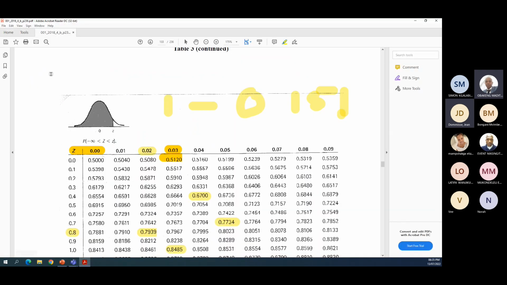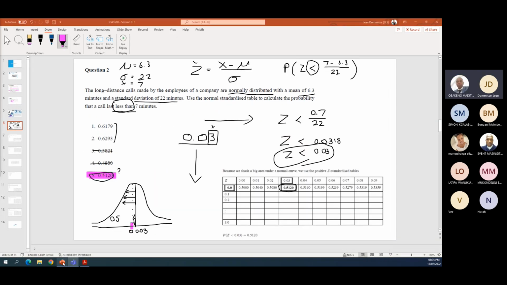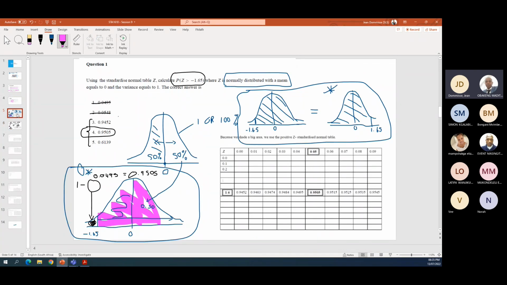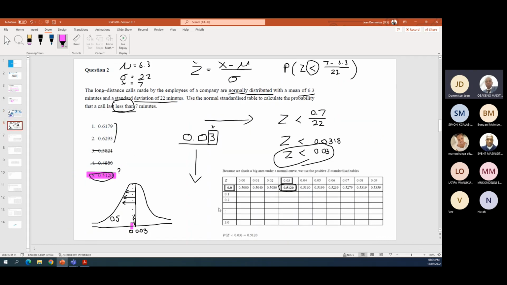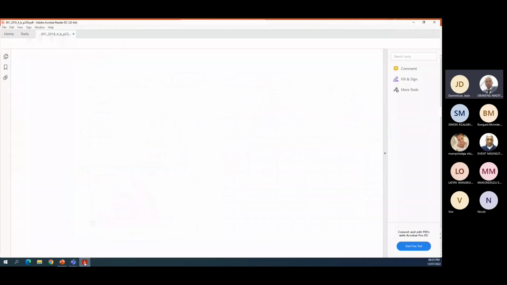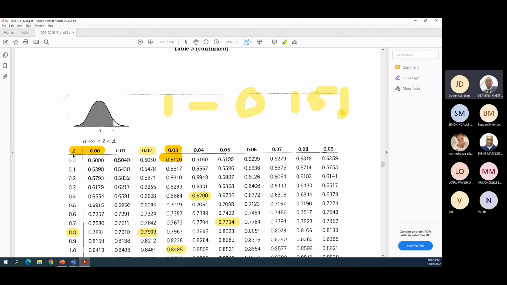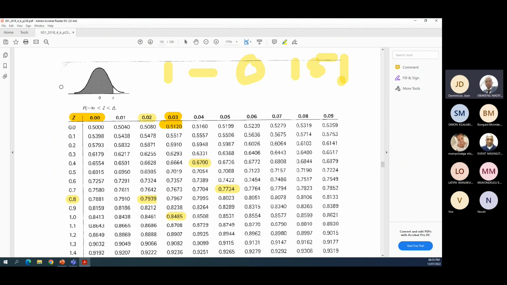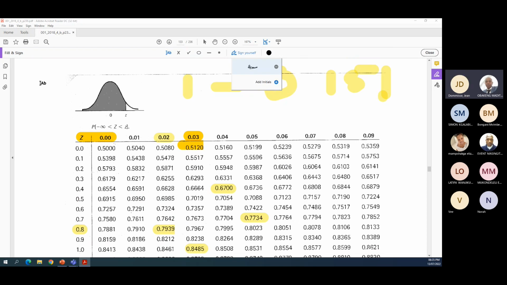So let me, I think the best is to show you on the table. Let's go back to the 1.65, because the 0.03 is nearly only looking at the top part. So let's look at the 1.65. If I'm on the table and I need to look for 1.65, so where Z is 1.65, let me see if I can write here as well.